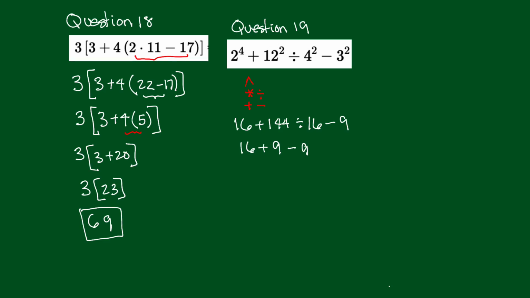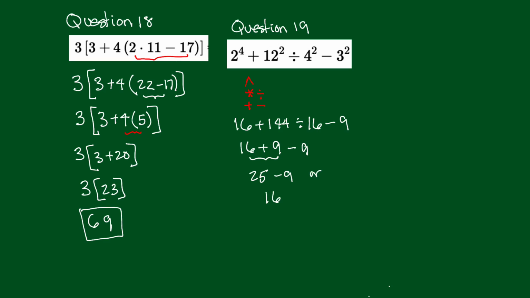Now, if I just go left to right, all I have left are additions and subtractions. They have the same weight. So if I just go left to right, I'll take care of this one. I'll get the 25, and then a minus 9. And 25 minus 9 is a 16.